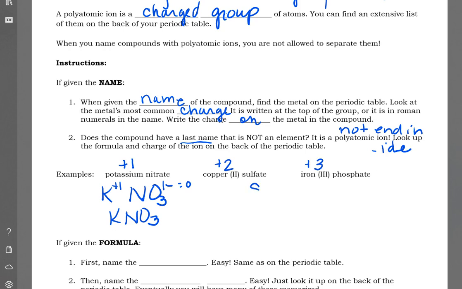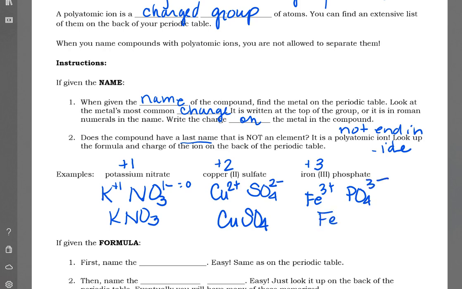Sulfate, if we look at the back of the periodic table, we find that his formula here is SO4. He's going to bond with the copper. Copper's a 2 plus, 2 minus 2. Gosh, these are easy. Iron is a +3. Phosphate, PO4, is a -3. So again, that's a 1-to-1.